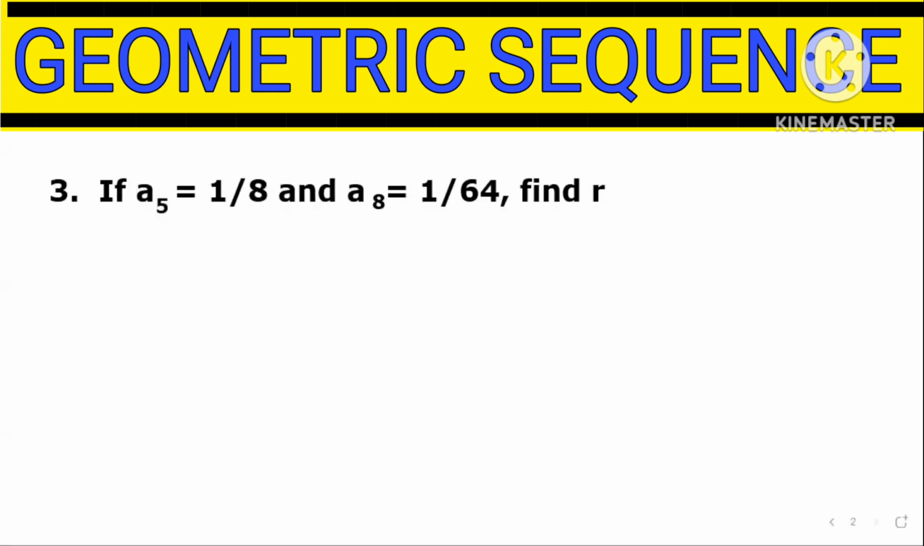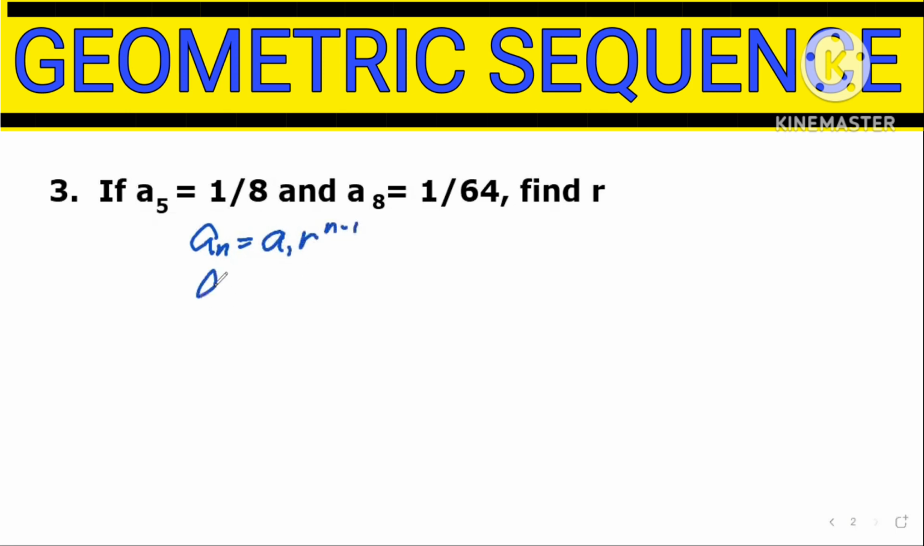Problem number 3. If a sub 5 equals 1 over 8 and a sub 8 is equal to 1 over 64, find r. So here, given tayo ng dalawang terms, a sub 5 and a sub 8. Now, if a sub 1 is given, this could have been easier, no? So pag wala ang a sub 1, paano natin solve ang r? So again, we'll make use of the formula for the nth term, which is a sub n is equal to a sub 1 r to the n minus 1.